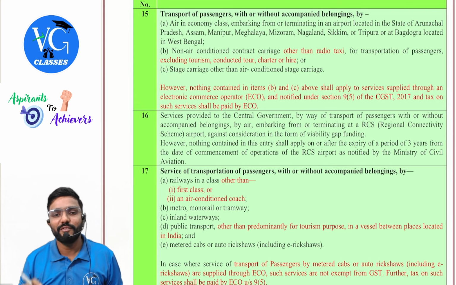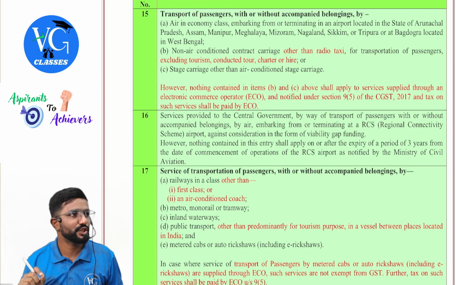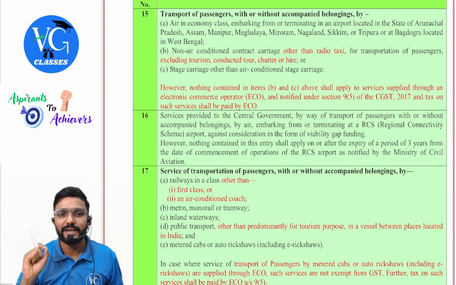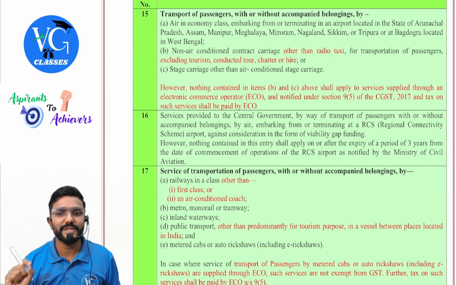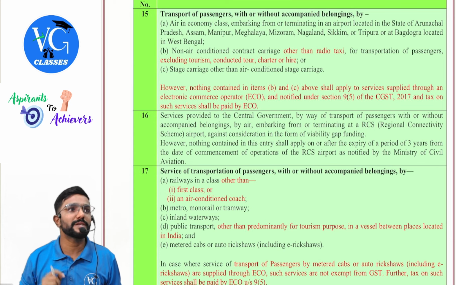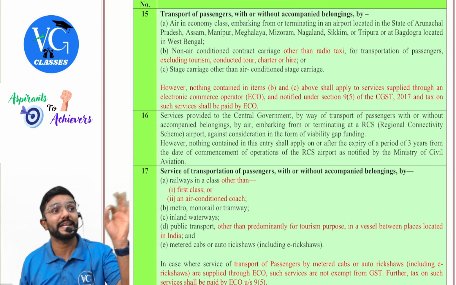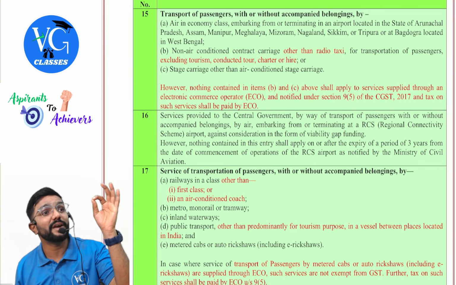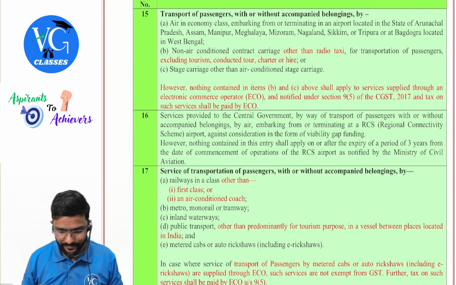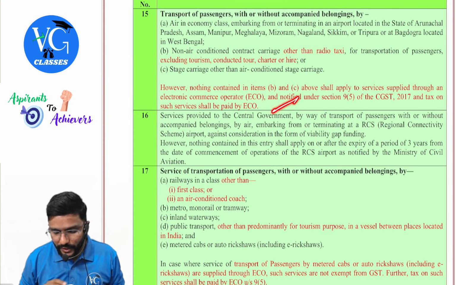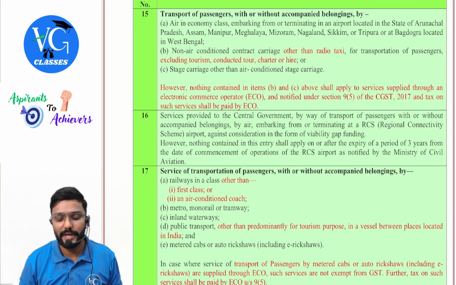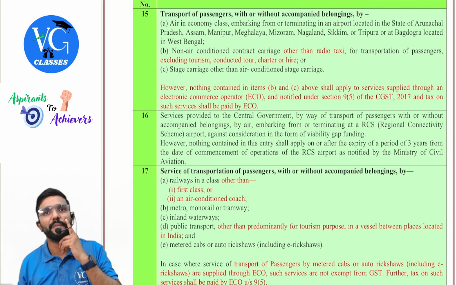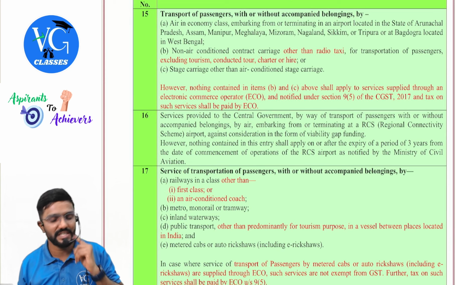However, nothing contained in items B and C above shall apply to service supplied through an electronic commerce operator, guys. One of the parts of RAT is what? T, transportation. And notified under section 95 of the CGST Act. And tax on such will be paid by whom? The electronic commerce operator. Correct? Yes.